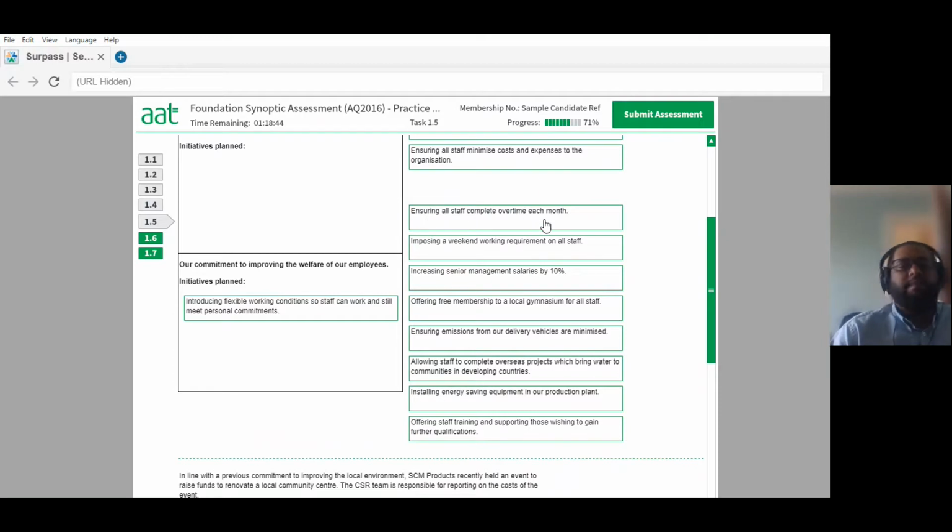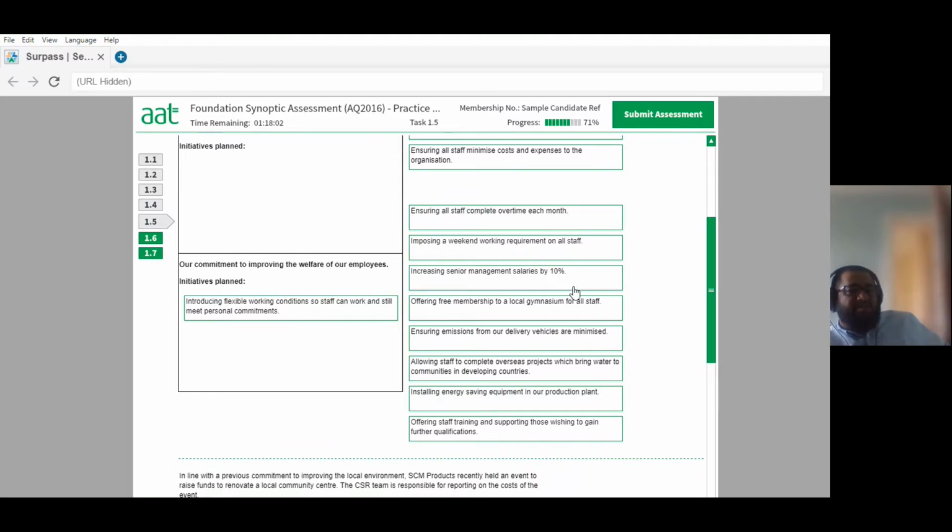Ensuring all staff complete overtime each week. You can't say that, because you can't compulsorily make somebody work overtime, and it would be against the law if they made you do that, unless you opt out. Imposing a weekend working requirement on all staff. That again is not effective because you're basically trying to misuse the position to make sure everybody works weekends, because some of you only signed on to that work because it was Monday to Friday. Like myself, I don't work weekends. That's going to throw a huge spanner in the works, and this is definitely not a right answer.